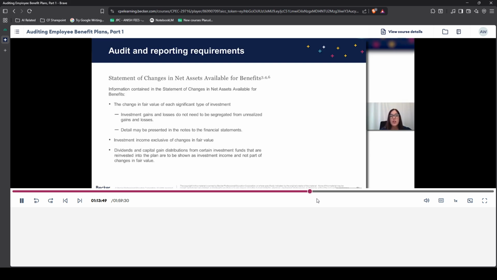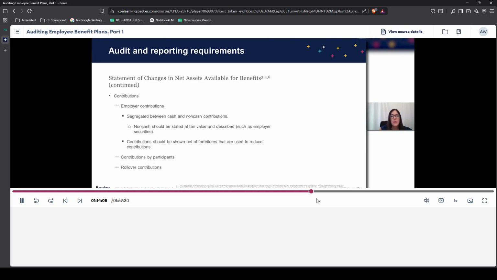The items on your statement of changes include the change in the fair value of the investments, so that would be your net appreciation or depreciation. Then you've got your investment income exclusive of the changes in fair value, such as your interest and dividends. You're also going to have your contributions broken down by type between the employer contributions and the employee contributions, as well as rollovers.